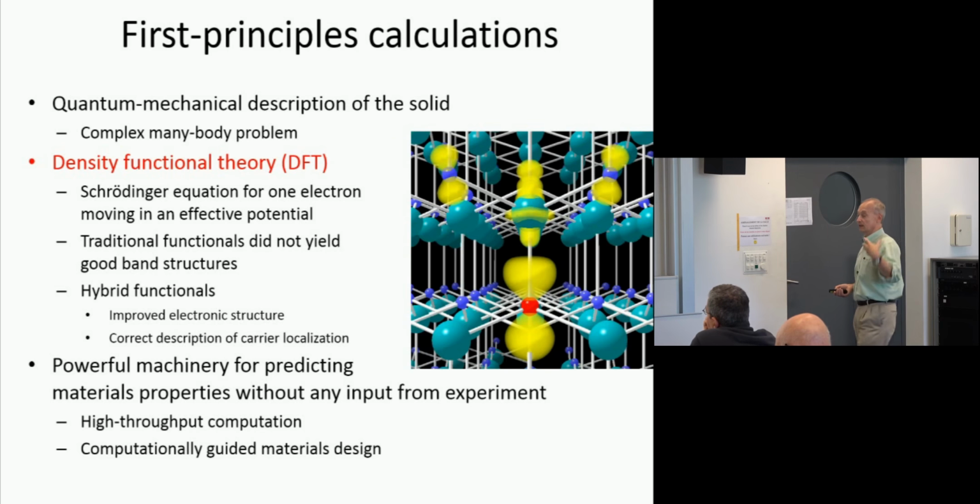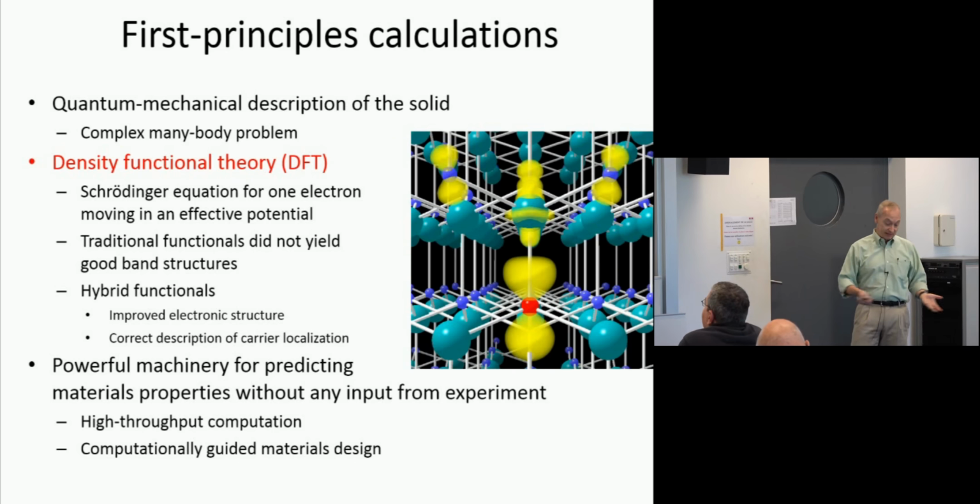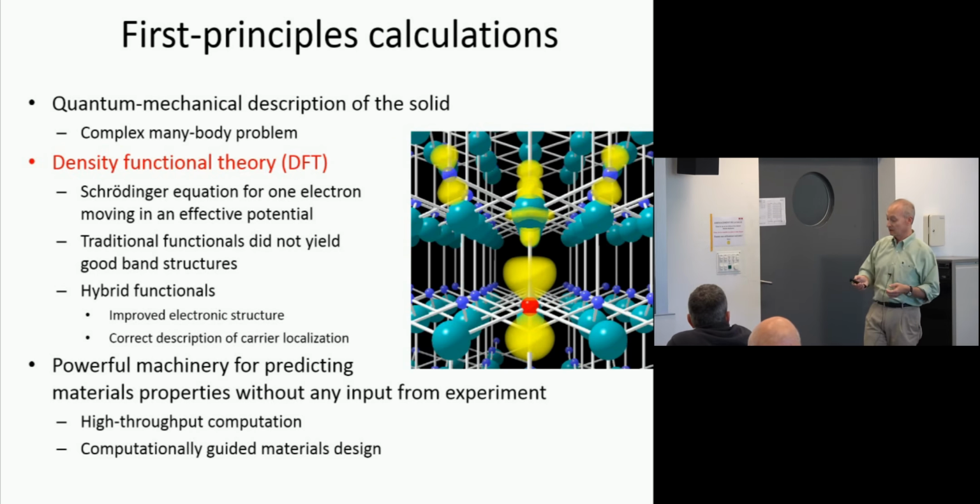Okay. And this has now led to the capability to use density functional theory for so-called high throughput computation or computationally guided materials design, where you look at a bunch of possible materials, either materials that are already known or materials that may yet have to be synthesized, and you try to pick the ones that are going to have specific properties. Okay. And then if that pans out, hopefully those can be experimentally synthesized.